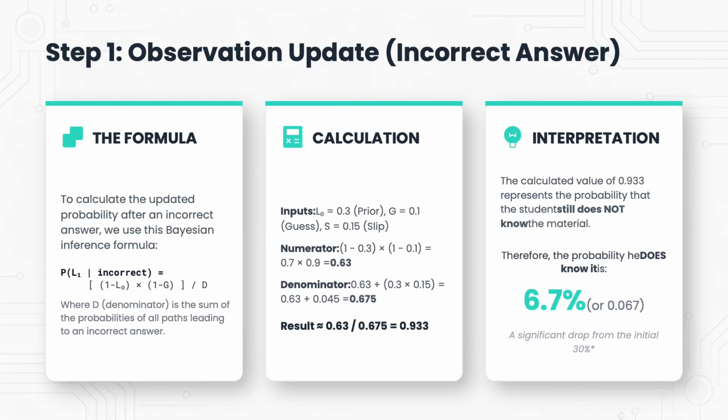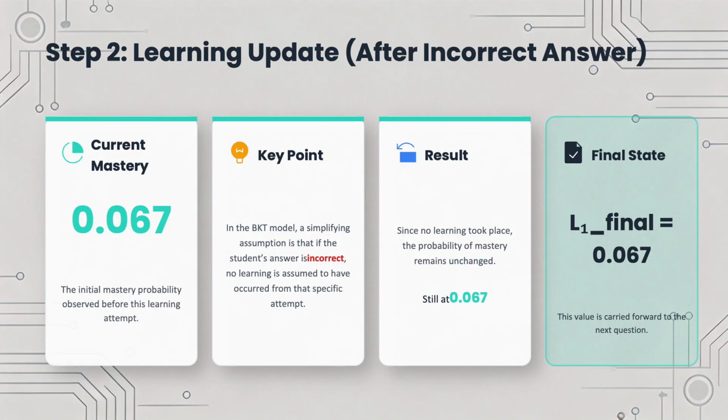A common simplification in BKT is that if a student gets the answer wrong, we assume they didn't learn anything from that attempt. Therefore, we skip the learning update. The mastery probability going into the next question remains at 6.7%. Moving on to question 2. Xiao Ming's current mastery probability is 6.7%.